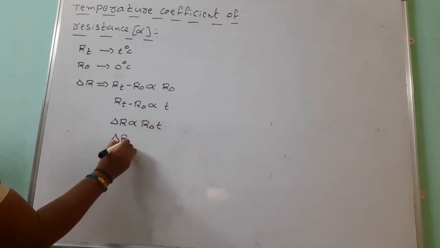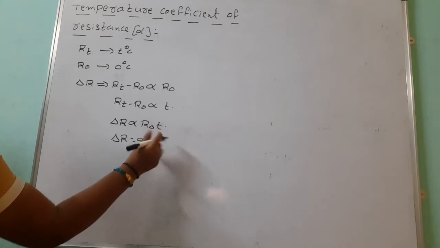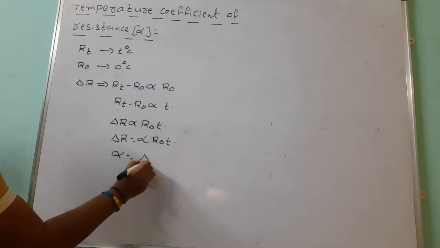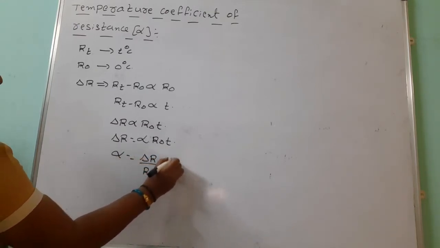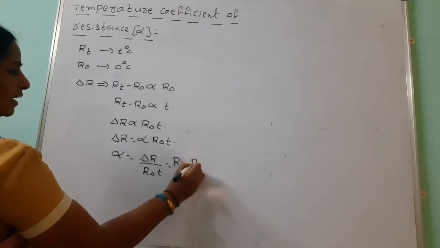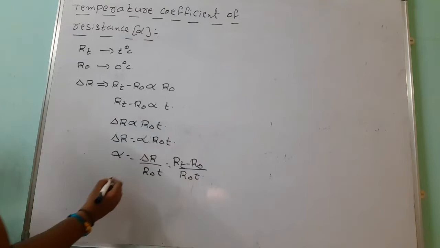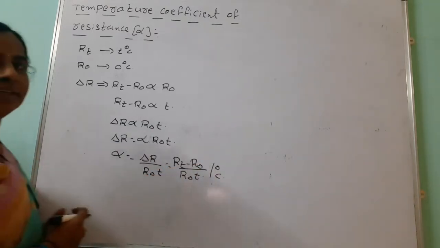Here we are getting one constant, that is alpha. Alpha is called the temperature coefficient of resistance. Alpha equals delta R by R0 into change in temperature, that is, RT minus R0 by R0 into T. This is the temperature coefficient of resistance and the unit is per degree centigrade.